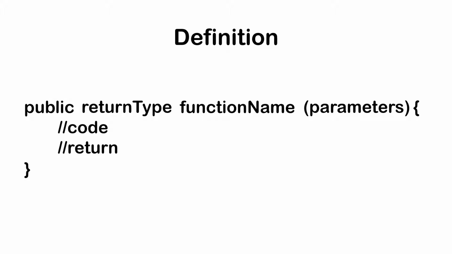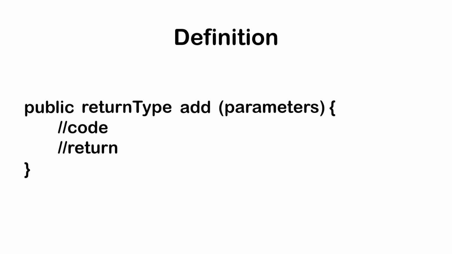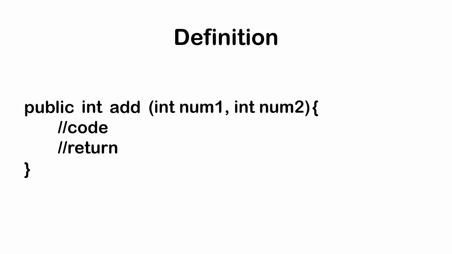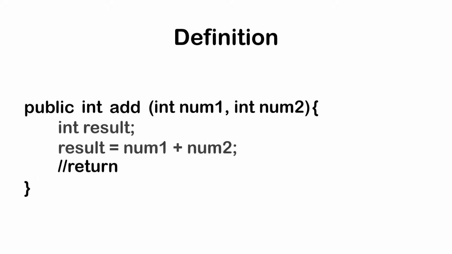Let's create a method piece by piece. We'll name it add, replacing the function name. Since we're going to add two numbers together, we'll replace the type with int, since we know we are going to get an int back. We'll then replace our parameters with two integers that we are going to use in our function and add together. Next, we'll fill out the body of the code. And finally, we'll create a return statement, which will return the result of the final product of our method or function.